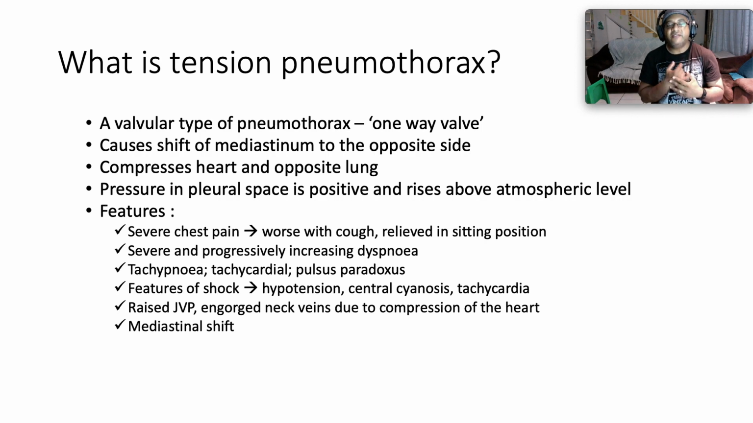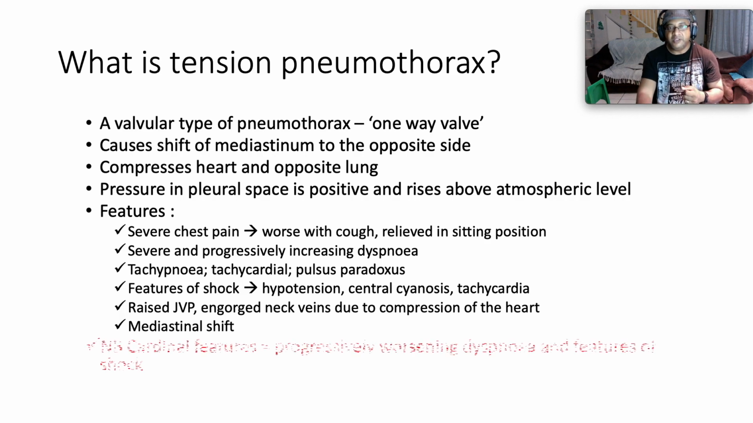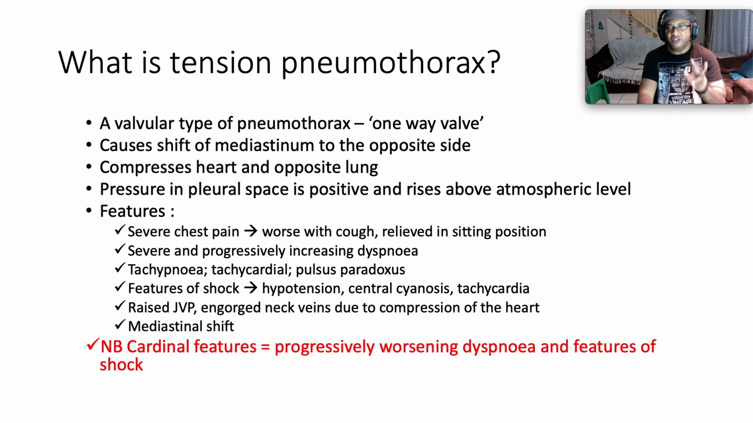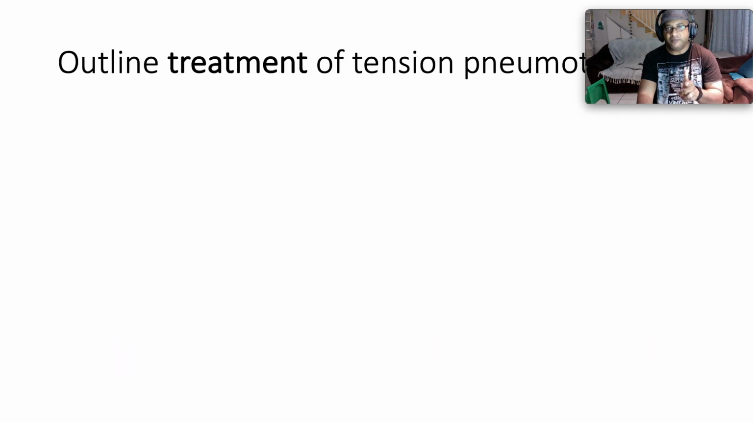Features are: number 1, severe chest pain, worse with cough, relieved by the sitting position. Number 2, severe and progressively increasing dyspnea. Number 3, tachypnea, tachycardia, pulsus paradoxus. Number 4, features of shock, hypotension, central cyanosis, tachycardia. Number 5, a raised jugular venous pressure with engorged neck veins due to heart compression. And lastly, mediastinal shift, right? The cardinal features, however, are progressively worsening dyspnea and features of shock.